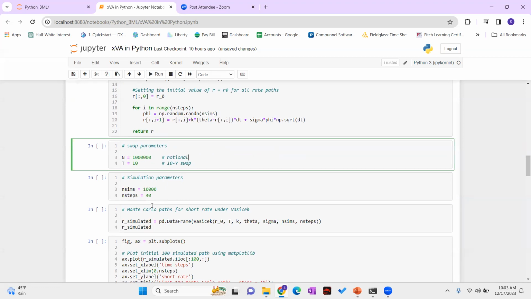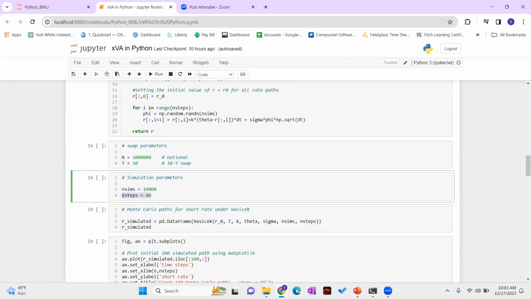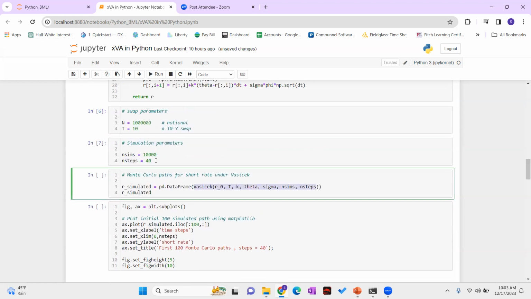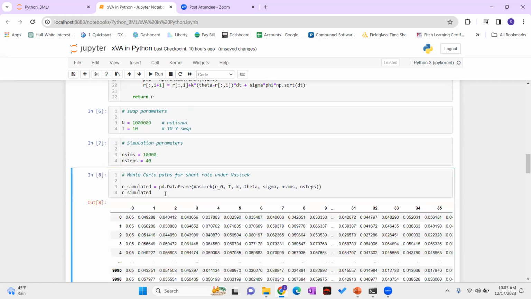Simulation parameters: I have 10,000 simulations, and number of steps is 40 because this is in the time dimension. Every quarter is one time step, so for 10 years, I have 40 time steps. Let me run this one. Now I'm just calling the function that I just defined using these parameters, and I'm creating a data frame to store the simulated values of the short rates.